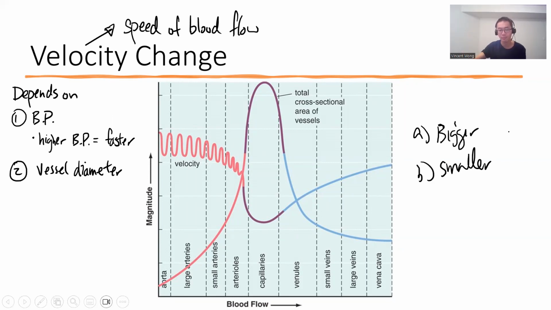Just the vessel diameter, okay? Don't think about the pressure. Just think about the diameter.